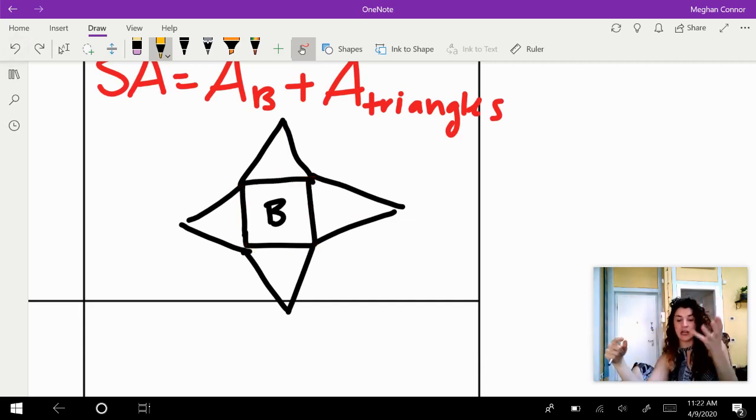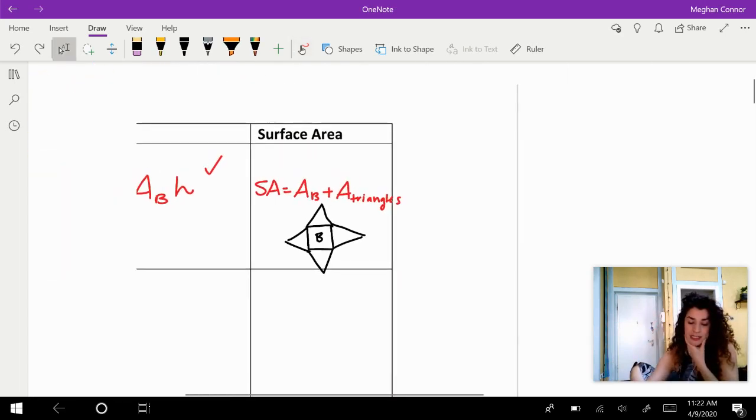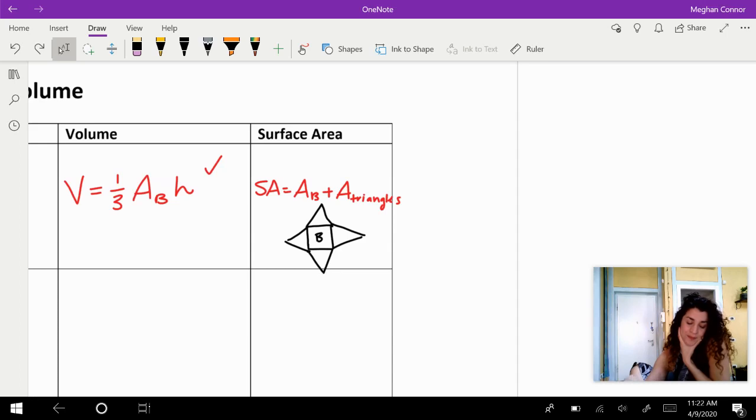But it's the idea of finding the area of the base and then adding all the areas of the triangles. So you're finding the areas of all of the surfaces and adding them together. You have to be able to visualize it. If you have a hard time visualizing it, we're going to practice.